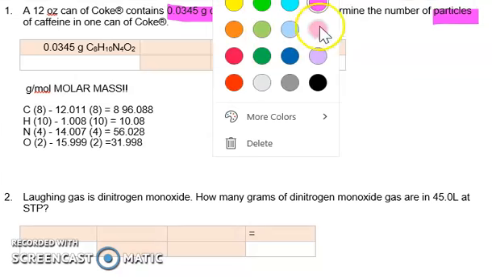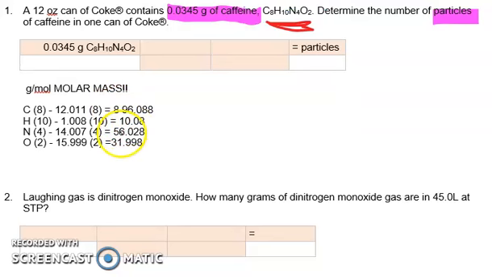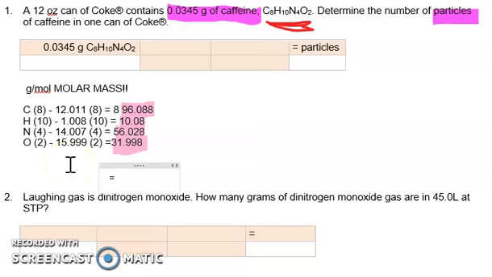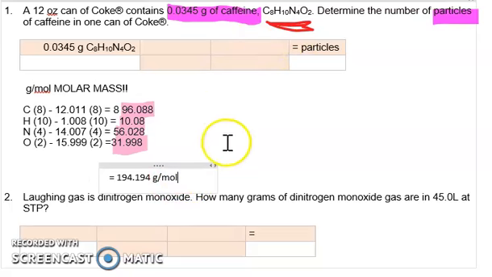But now I have to add every single one. So I am going to add this amount, this one, and this one, all of them together. So 96.088 plus 10.08 plus 56.028 plus 31.998 is equal to, drumroll please, 194.194 grams per mole. Wow. So that's the molar mass of caffeine.